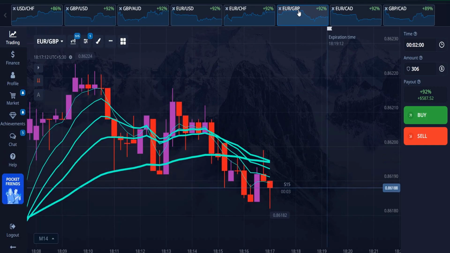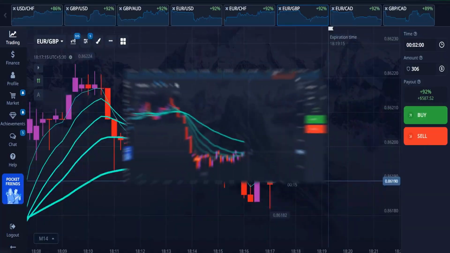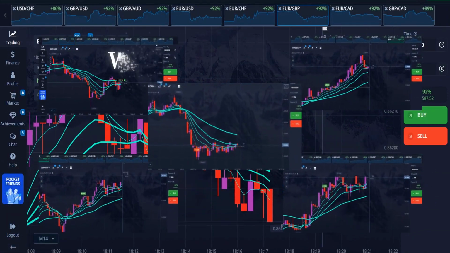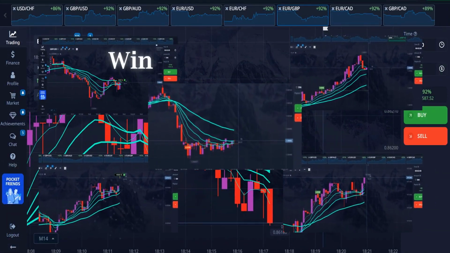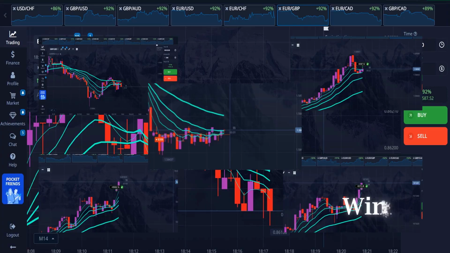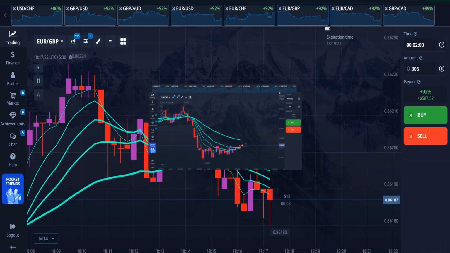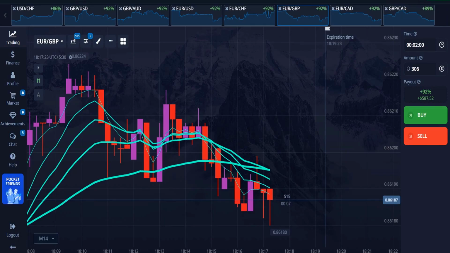The rules are simple. When all 5 EMAs align cleanly with strong momentum, I enter a trade. Today I'm taking 5 live trades on Pocket Option, and the results might surprise you. I'll show you every setup, every win, and even the loss, plus one powerful tip that helped me win 4 out of 5 trades. Let's go.